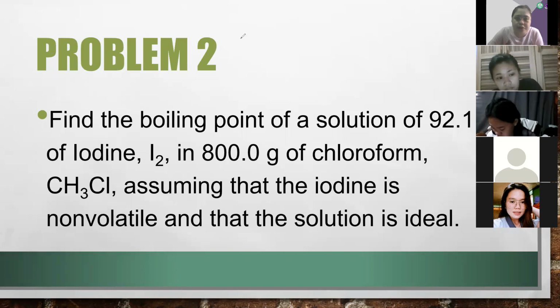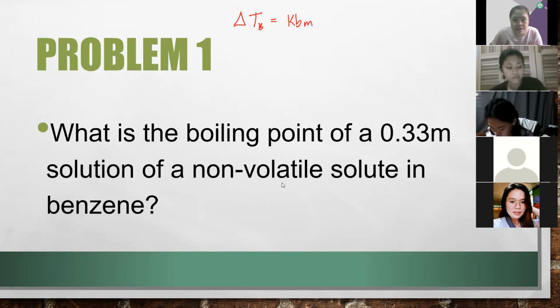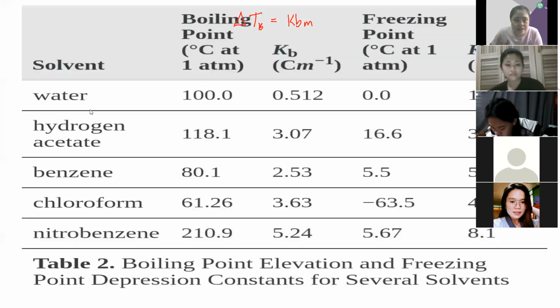What was our formula again? We have change in the boiling point temperature is equal to KBm. Okay? So KB is found in the table. Again, our solvent is chloroform. So let's go back to the table.